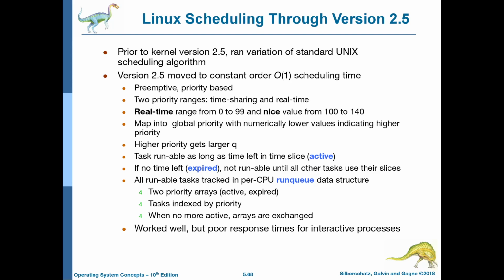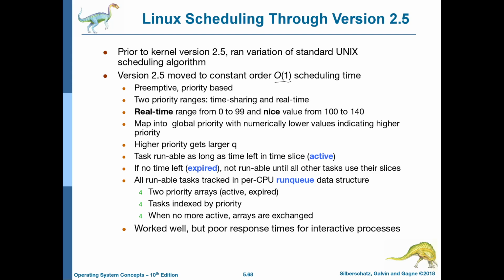Now, up through version 2.5 of the Linux kernel, they used something called the O(1) scheduler, which was a fairly efficient scheduler. It did a really good job managing the processes and getting things done efficiently. The big problem with the O(1) scheduler was that it failed to work very well on multiprocessor systems. It had a preemptive priority-based scheduling algorithm.